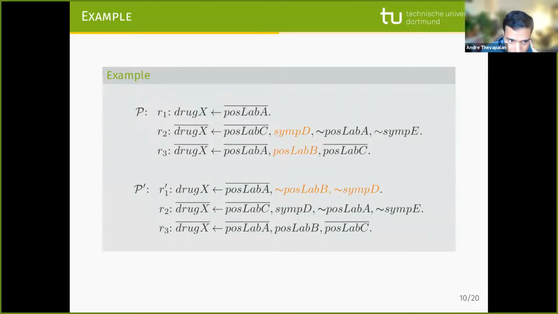So let's look at our running example. Here we have 3 rules, and rule 1 is in conflict with rule 2 and rule 3. We can simply take, for example, the literal simp D from rule 2, and poslab B from rule 3. We negate them, in this case default negate them, and add them to rule 1. We can see that with this extension the conflicts are resolved: because of not simp D, the extended rule 1 and rule 2 are not conflicting anymore, and the same goes for not poslab B and poslab B in rule 3.